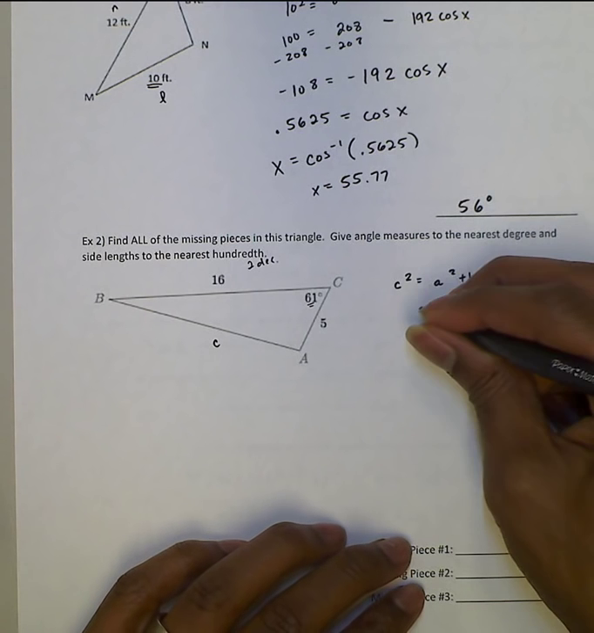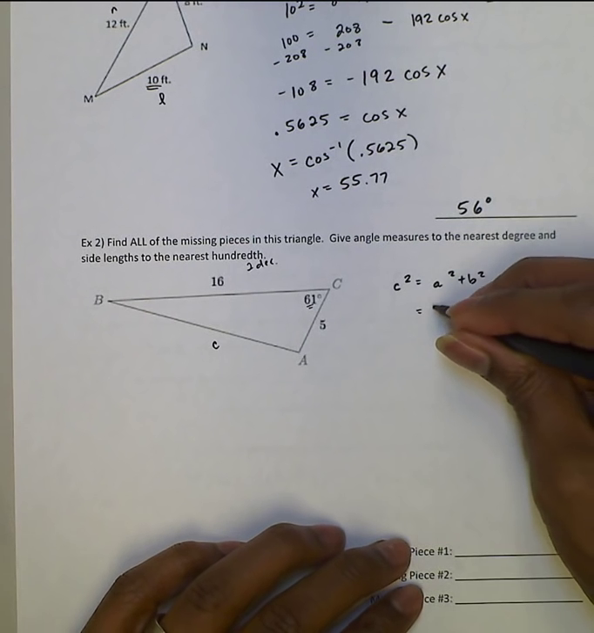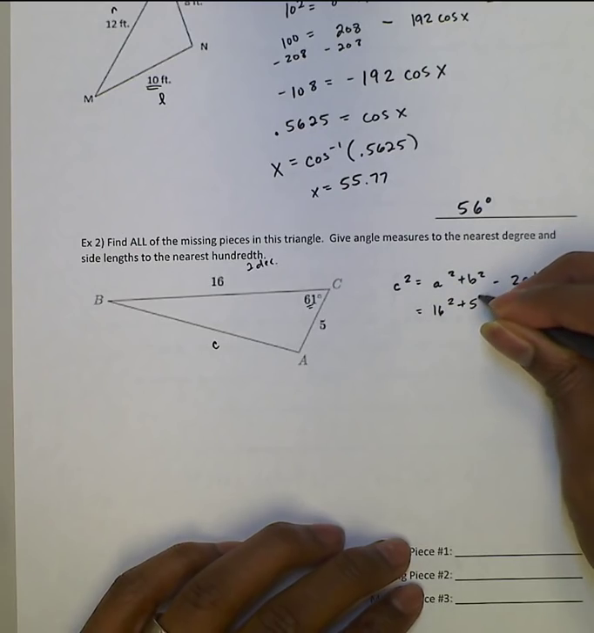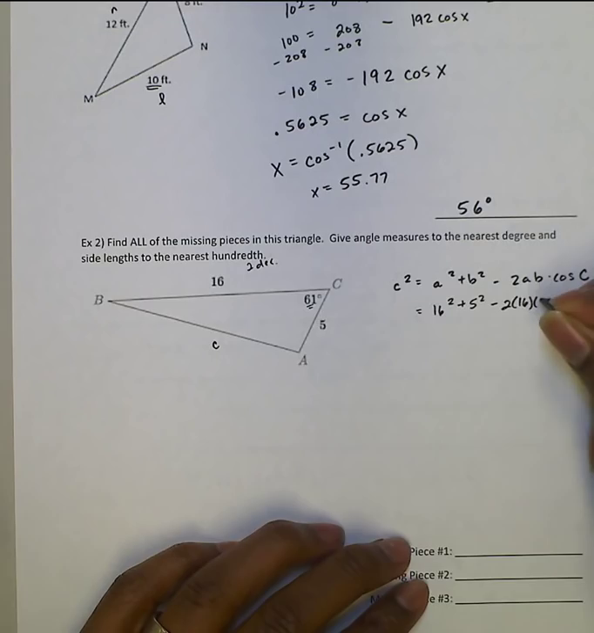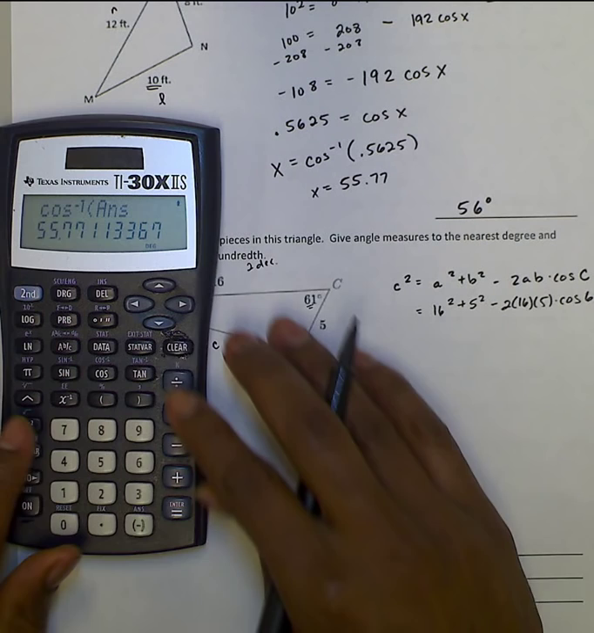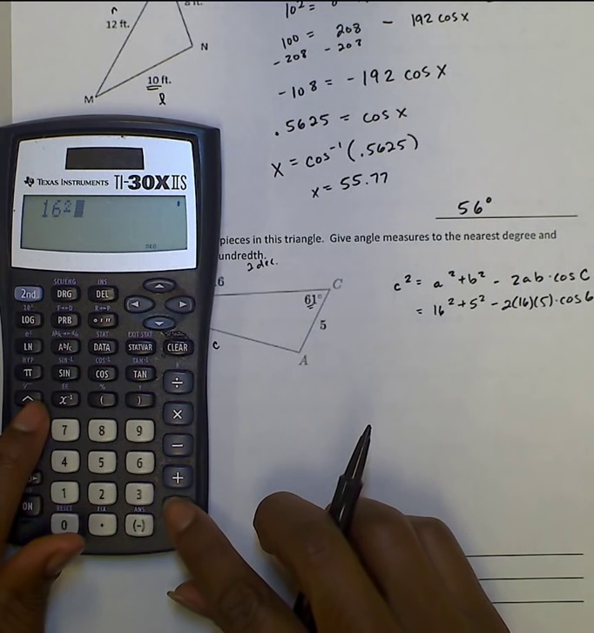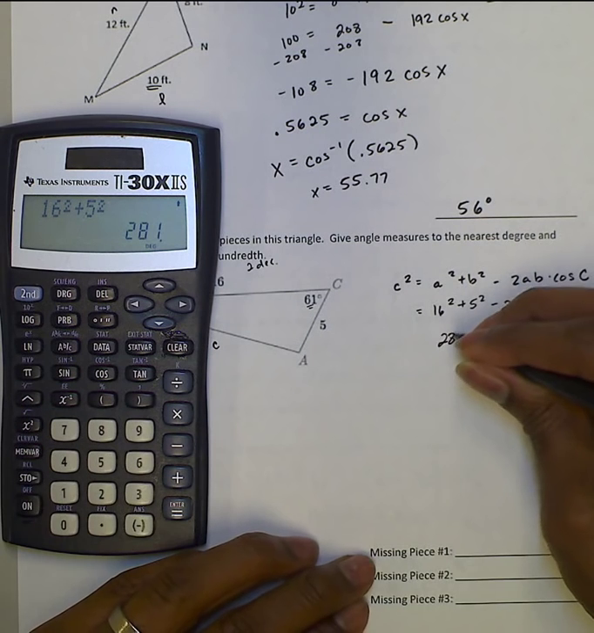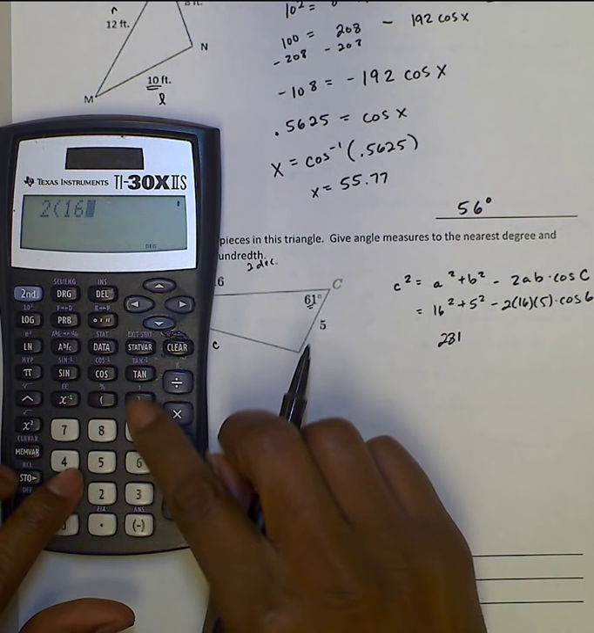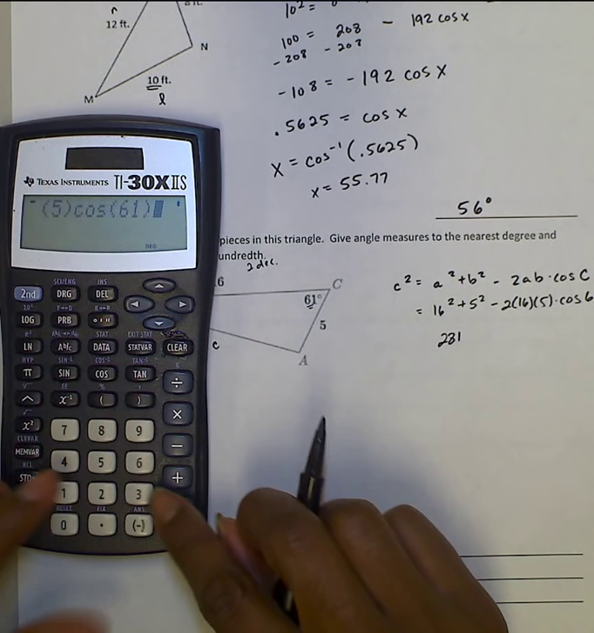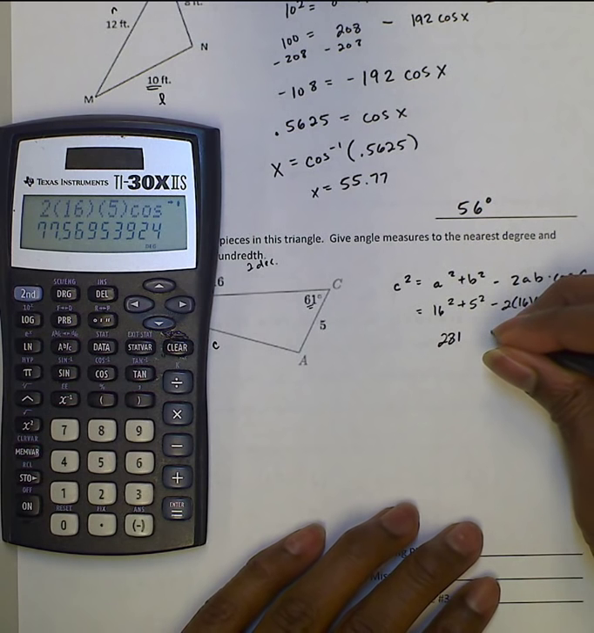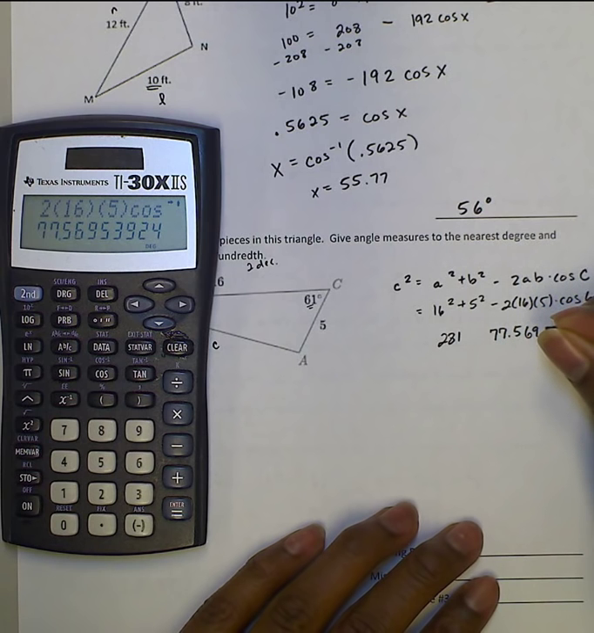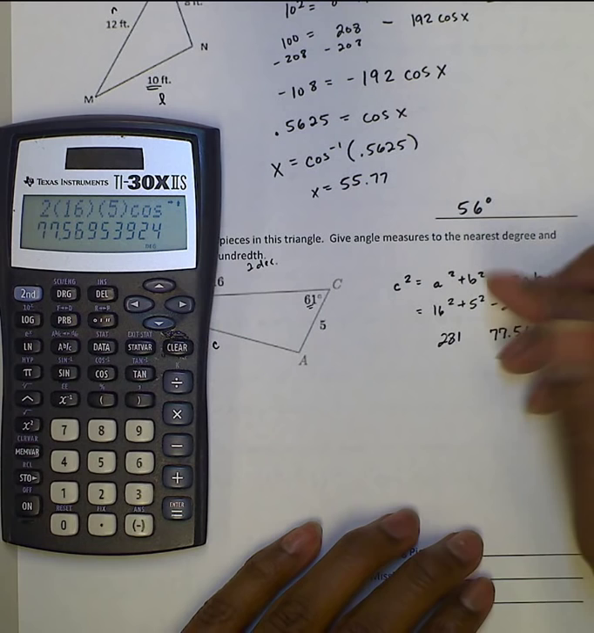I don't know c squared. I know this is going to be 16 squared plus 5 squared minus 2 times 16 times 5 times cosine 61. Okay, so 16 squared plus 5 squared is 281. I'll do the second part, 2 times 16 times 5 times cosine 61. Notice I can just type all that in and not have to worry about doing very much with that. I'll write this down, but I'm just going to use this information from the calculator.